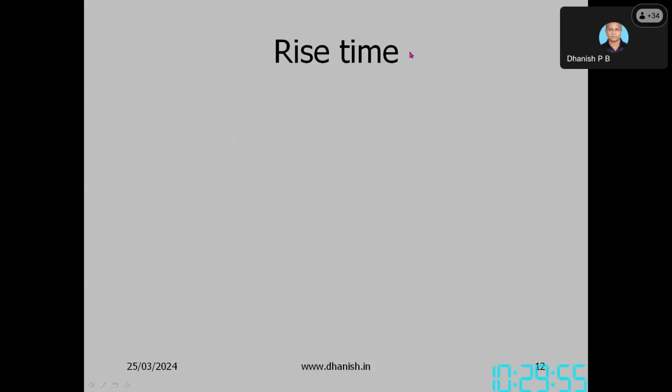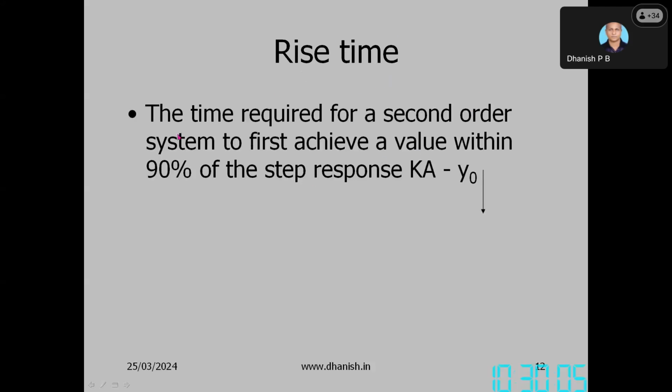Now we come to the definition of rise time. How fast will the instrument respond? That is quantified using the term rise time. The time required for a second order system to first achieve a value within 90% of the step response, Ka minus Y0. Y0 is the initial value where the instrument is now. Usually it will be 0, but it may be at some place. And Ka is the final value. So Ka minus Y0 is the step response.